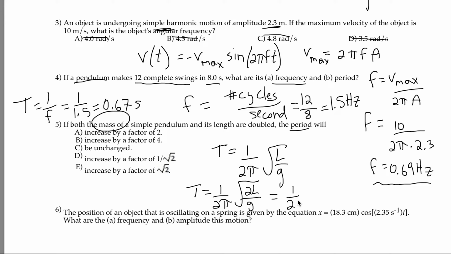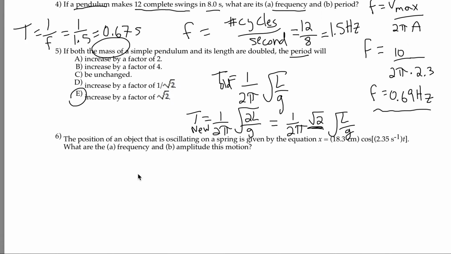Let's see what we have left here. 1 over 2 pi. We can take the square root of 2 out, and then we still have square root of L over g. So we can see that the only difference from the old equation for the period to the new one is that we have an extra factor of square root of 2. The new period is the square root of 2, this factor, times greater than the old period. So the best answer is that it's going to increase by a factor of square root of 2.